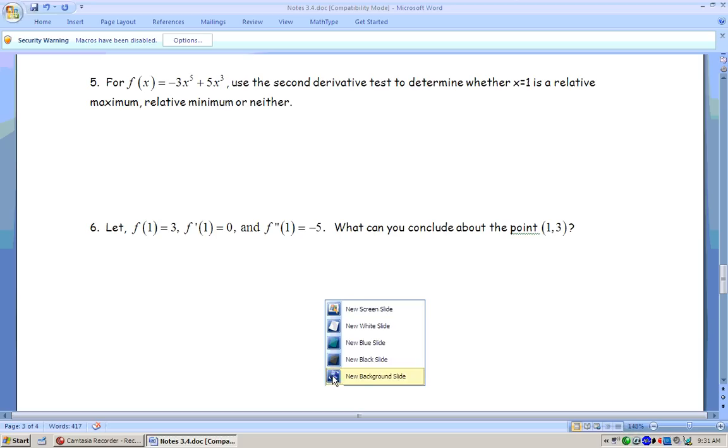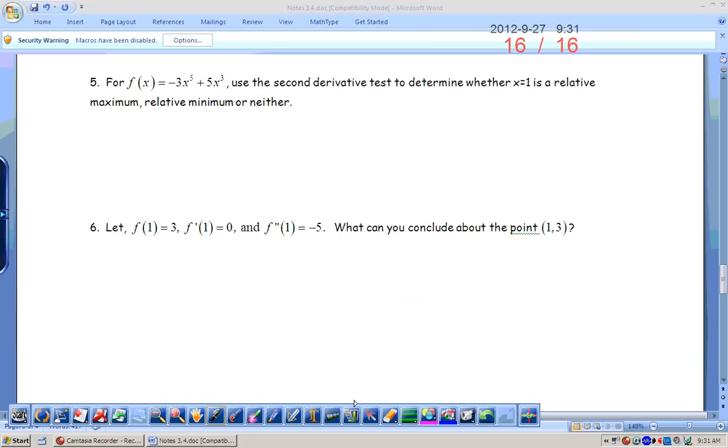Number 5. For f of x equals negative 3x to the fifth plus 5x cubed, use the second derivative test to determine whether x equal 1 is a relative maximum, a relative minimum, or neither. In order to even think about using the second derivative test, we have to first determine whether x equal 1 is a critical point. To determine that, we need to take the derivative of f. So f prime of x equals negative 15x to the fourth plus 15x squared.